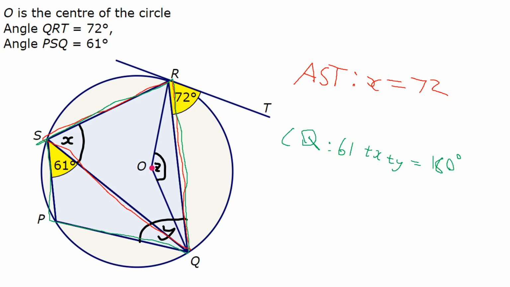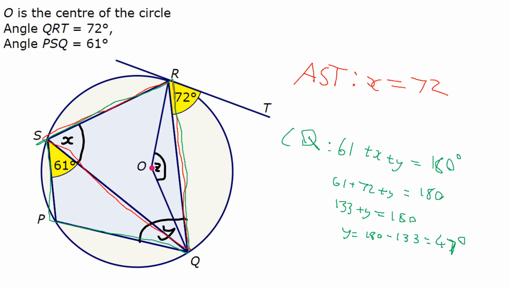Okay? And we know what X is. X is 72. So what's 61 plus 72 plus Y equal to? 180. This means that 133 plus Y is equal to 180. And so therefore Y is equal to 180 minus 133, which is equal to 47 degrees. Yeah?